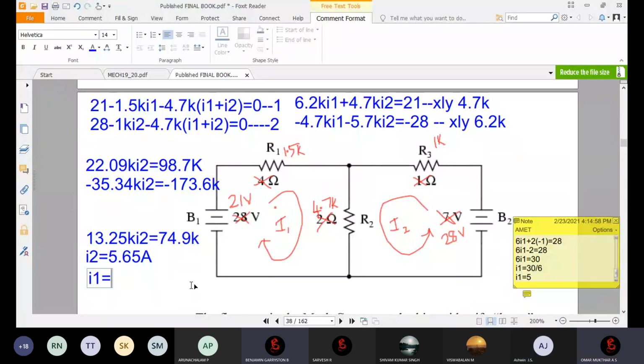Wait, sir, I will share. Wait, I will check once. 6.2 I1 plus 4.7 I2. 4.7 multiplied by 5.65, that means 4,700 multiplied by 5.65, minus 0.89. Totally 0.9, sir. I got 26.555.